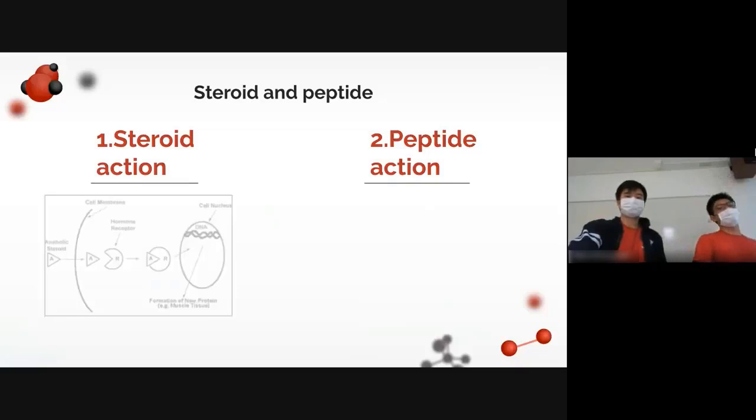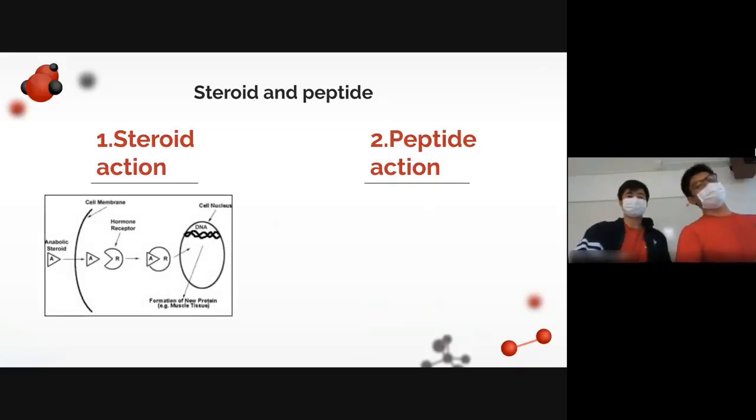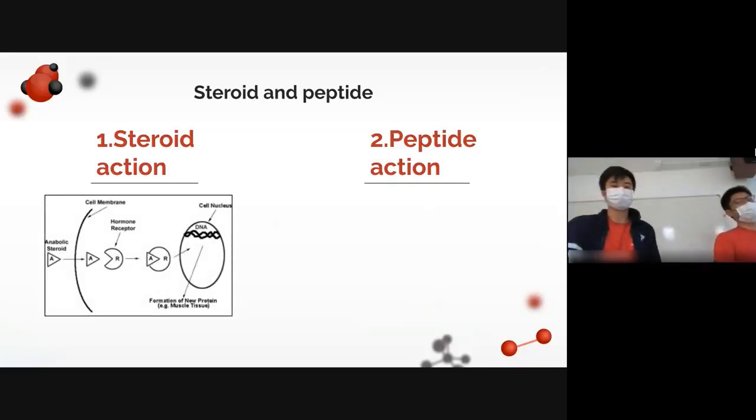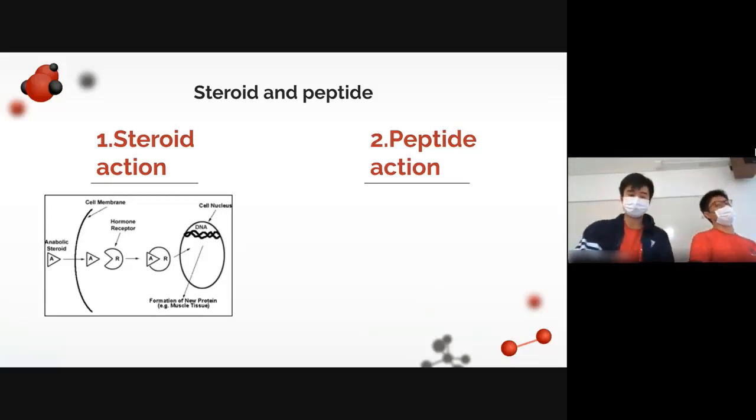Okay, so now we're talking about some of the steroid and peptide actions. This should be more familiar to our bio students. In the case of steroid actions, the first few hormones we're talking about are all steroids. Steroid action is actually more potent, because steroids directly enter the cell and bind with a hormonal receptor, which causes the formation of new proteins. Of course, it interacts with DNA inside the cell.